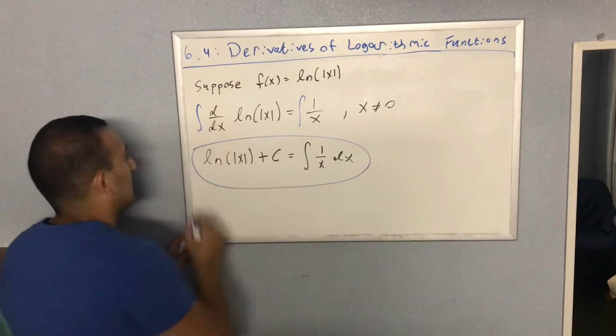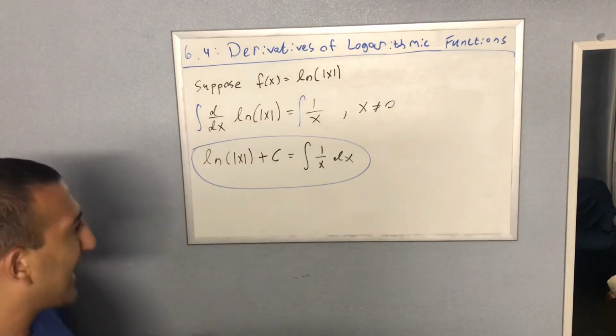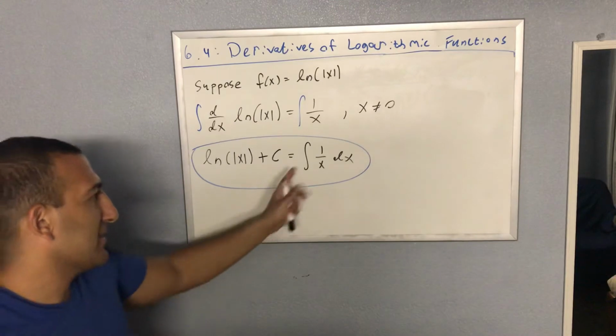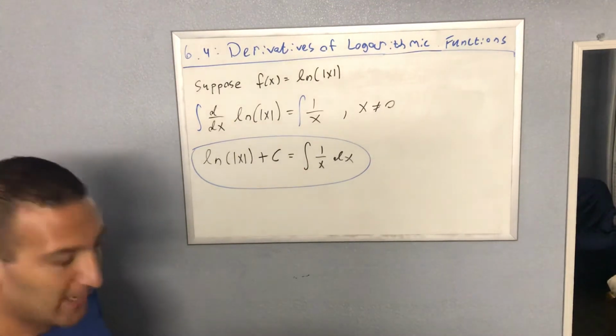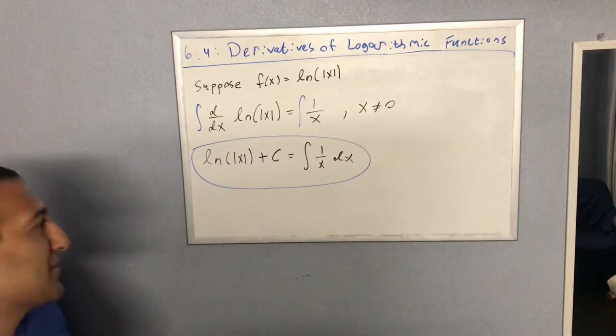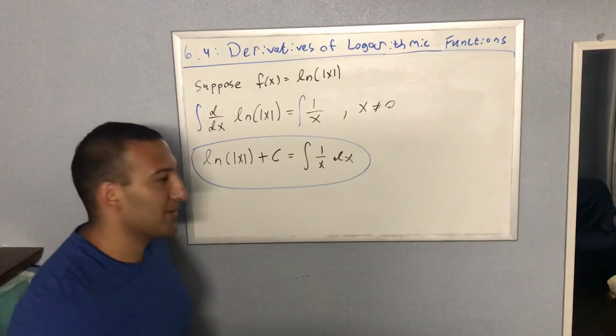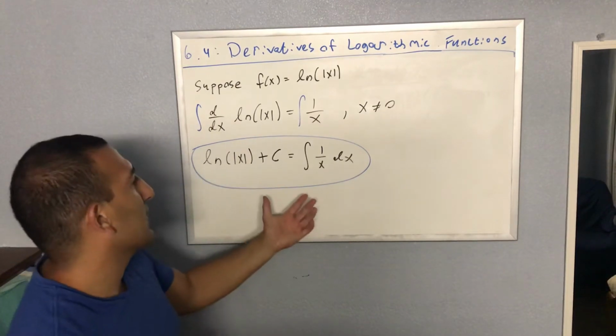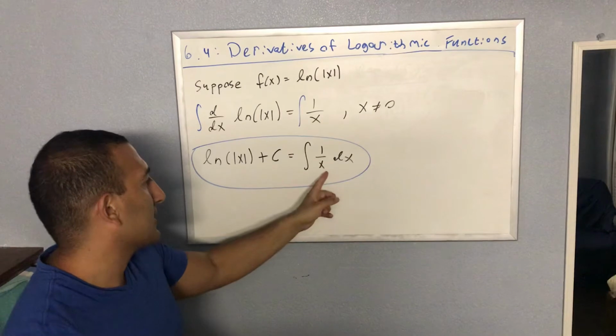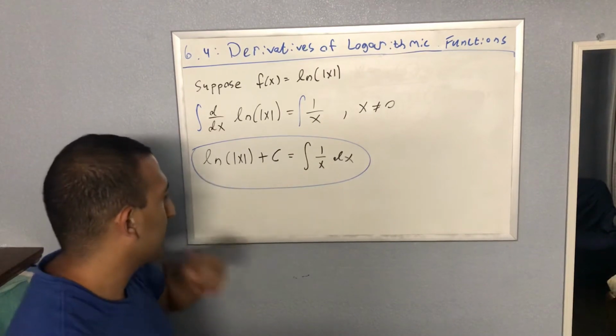So when I put this on the exam, I accidentally put this on the exam, this was the integral that we hadn't talked about yet, that you needed to be able to do the problem. So my bad on that. But now you know how to do it. So the integral of 1 over x is this.